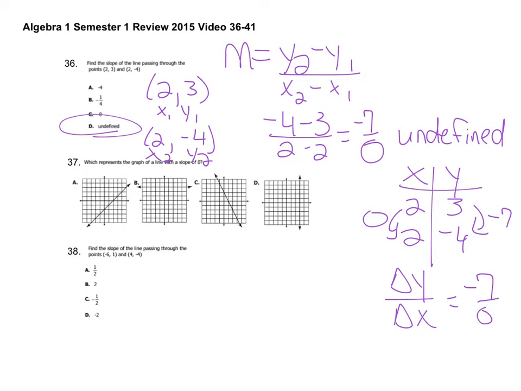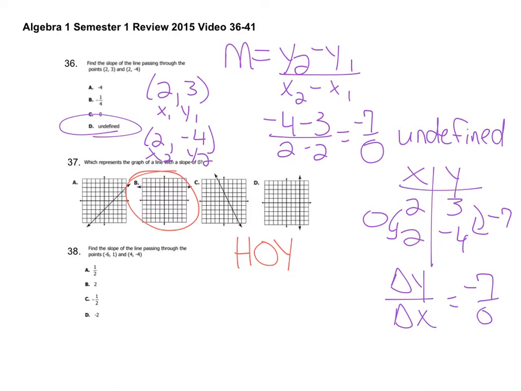Okay? 37 says, which represents the graph of a line with a slope of 0? What kind of line has 0 slope? Recall, a horizontal line has 0 slope. So we're looking for a 0 slope, a horizontal line. That's B. Remember, slope dude on the flat part said this is 0 fun.